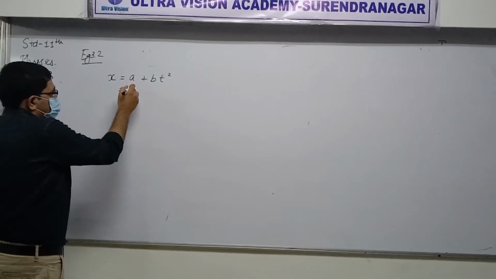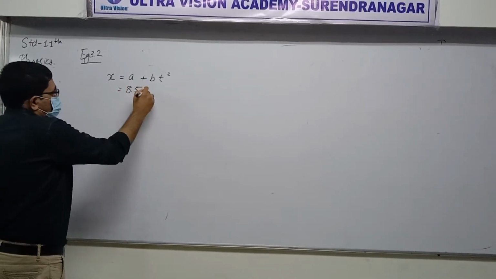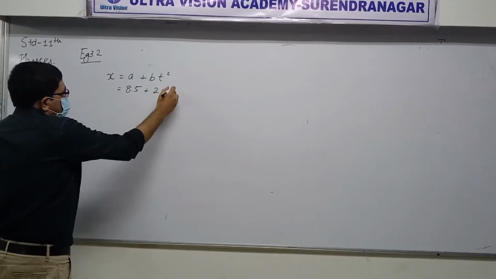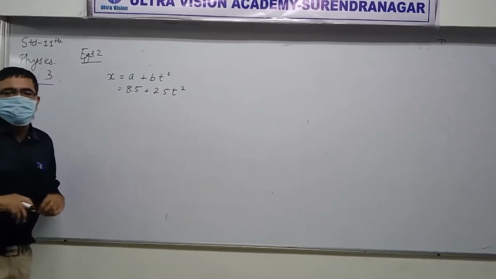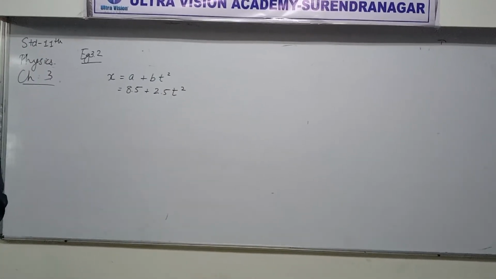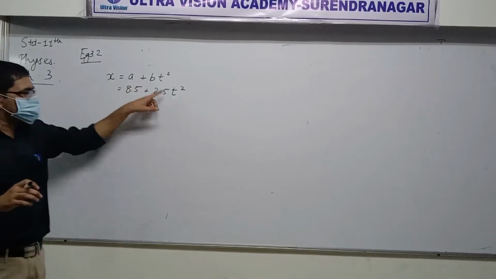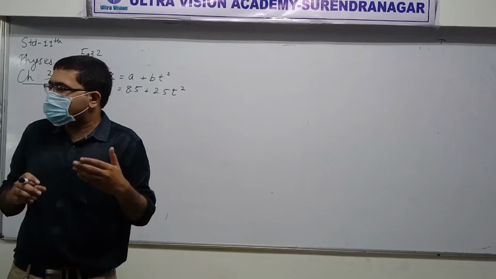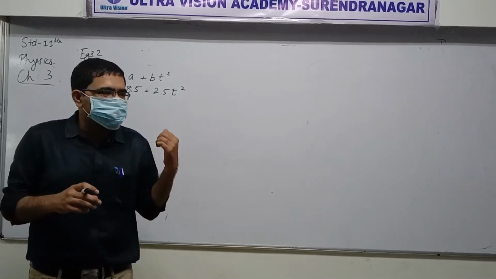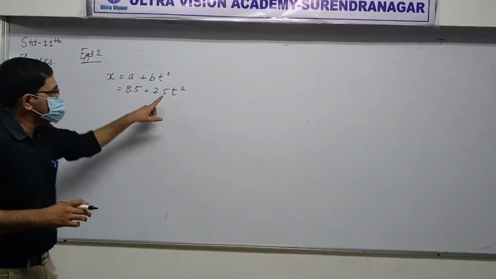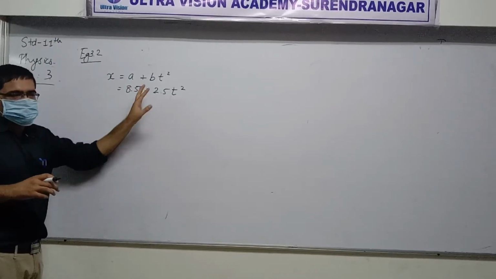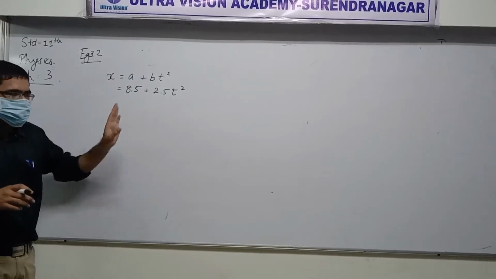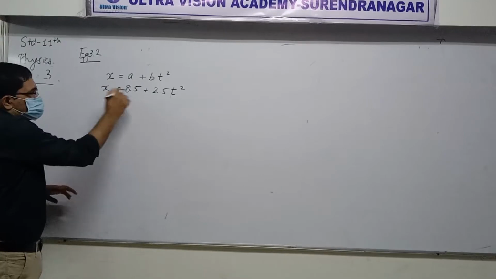What's the value of A? 8.5 plus 2.5. And these are constants. A and B are constants. That is, they have a fixed value. But T is not a constant, obviously. As something moves, obviously T will change and time will pass. So when time passes, the value of T changes. Right? So T is variable, but A and B are constant. We can put their values directly. They don't trouble us. So this is the position.